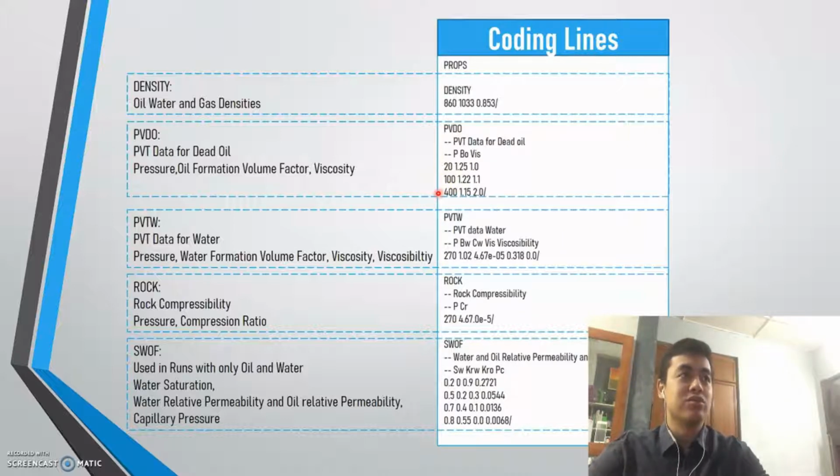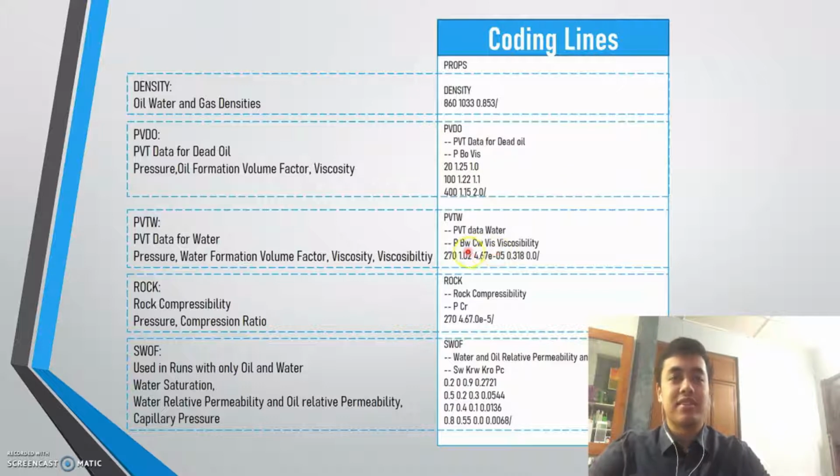Now moving along to PVTW, which is the PVT data for water. Water has some additional parameters, which are the water formation volume factor, water compressibility, and viscosity.